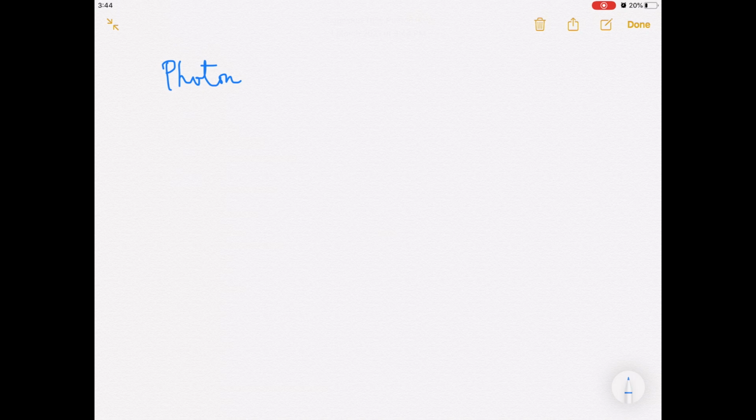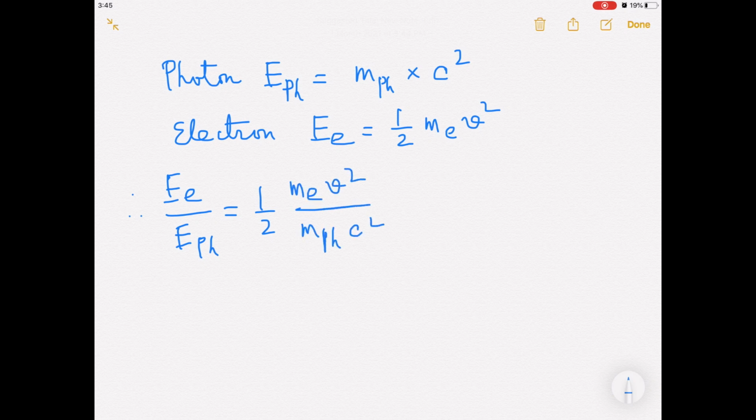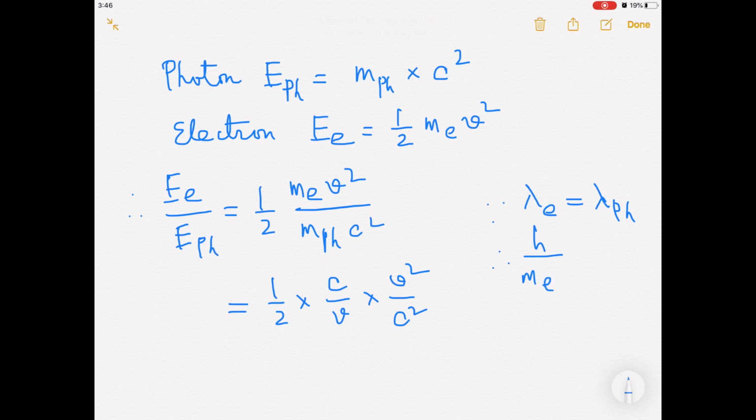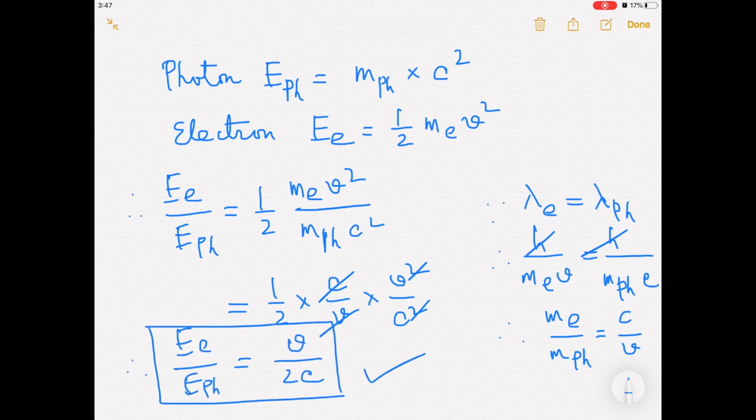At the same time, it is given that the de Broglie wavelengths of the electron and the photon are the same. From this expression, we will get the mass of electron divided by mass of photon equals c divided by v. If we put the ratio in energy of electron divided by energy of photon, after rearranging, we get v divided by 2c. So the correct answer is answer B.